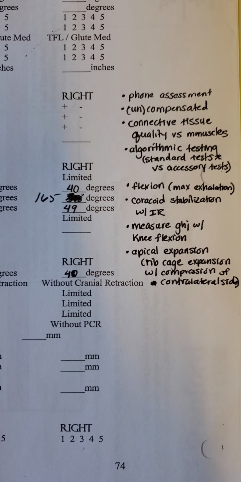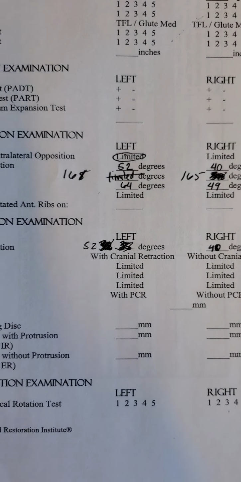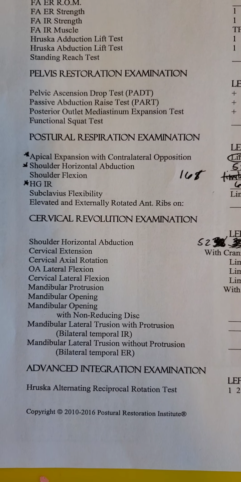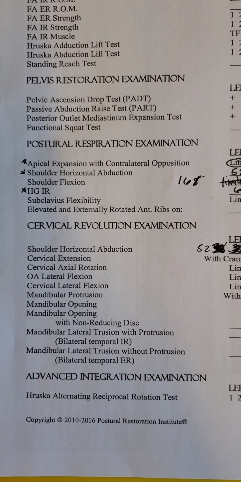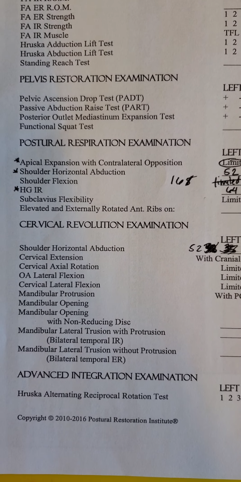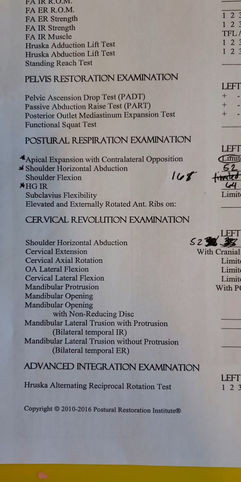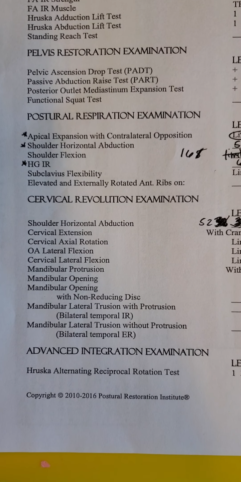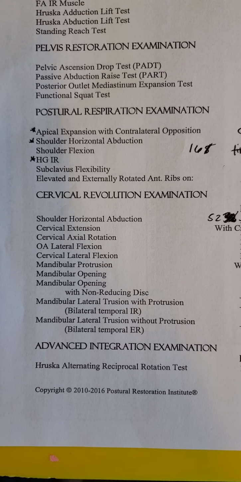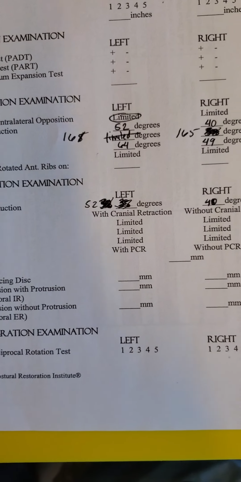and then we also talked about the algorithmic testing and that there's standardized tests within the PRI algorithm. For example, the asterisk ones are things that are consistently done, where you have the glenohumeral joint internal rotation and horizontal abduction and the apical expansion. Also, these standardized and or accessory tests can also be thought of as primary and secondary or tertiary tests. And the secondary and tertiary tests would be done depending on the context and the findings of the primary tests.